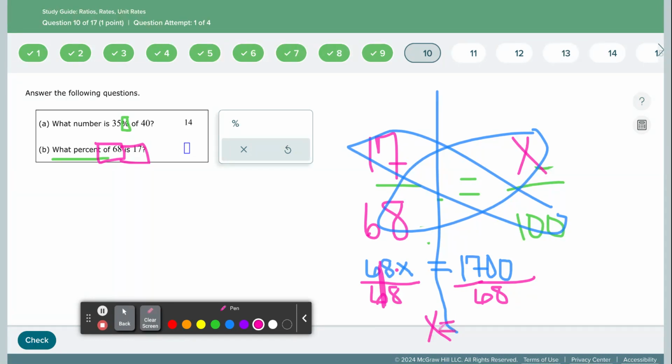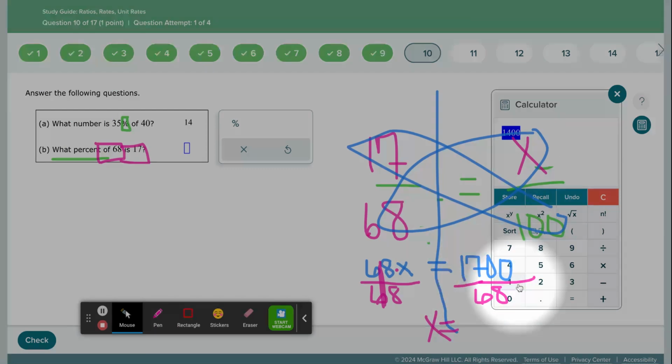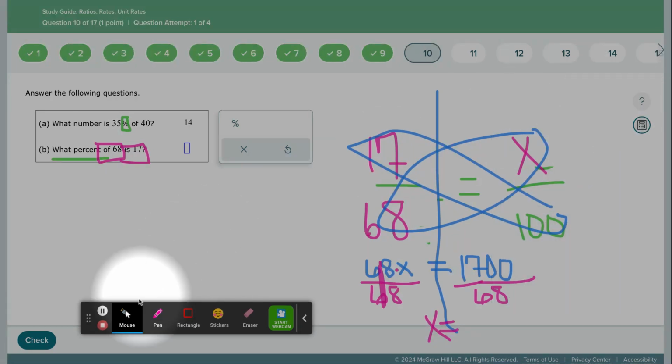And then again, please, for the love of God, do not go through and try to solve this by hand. I love you and I love your effort, but you don't have time for that, right? So instead, you're going to actually type in 1,700 divided by 68. Work smarter, not harder, right? So our answer is 25, right?